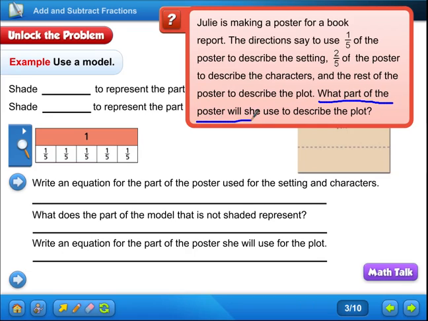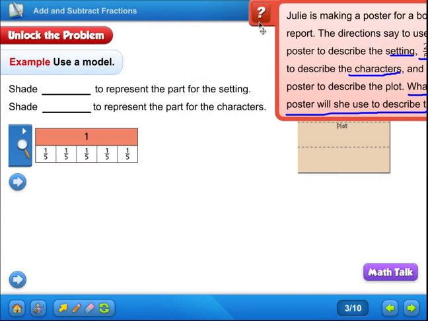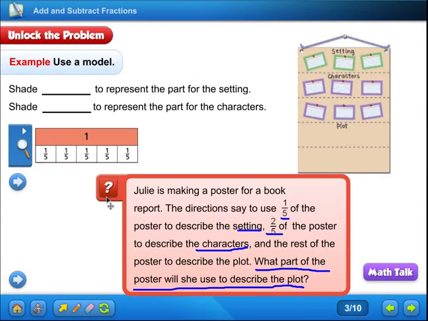So, we know that we need to know what part of the poster will she use to describe the plot. We know that she is going to use 1/5 of the poster to do the setting, 2/5 of the poster to do the characters. So the setting and the characters. And the rest of the poster to describe the plot. All right. I'm going to put it right down here for right now.